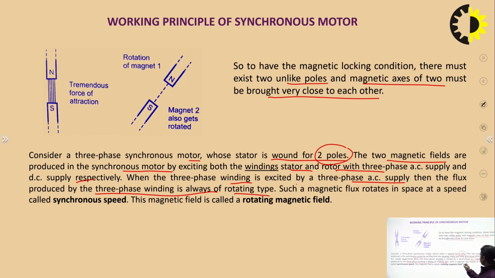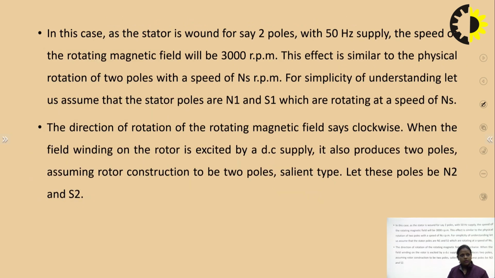Such a magnetic flux rotates at a speed called synchronous speed. We know that the speed of the rotating magnetic field is called synchronous speed. So the field generated in the stator of the synchronous motor is rotating at synchronous speed, and the magnetic field is called the rotating magnetic field. In this case, as the stator is wound for, say, 2 poles with a 50 Hz supply, the speed of the rotating magnetic field will be 3000 rpm.